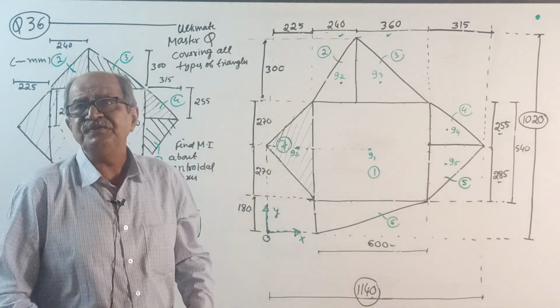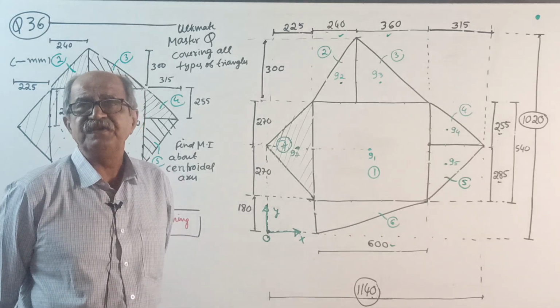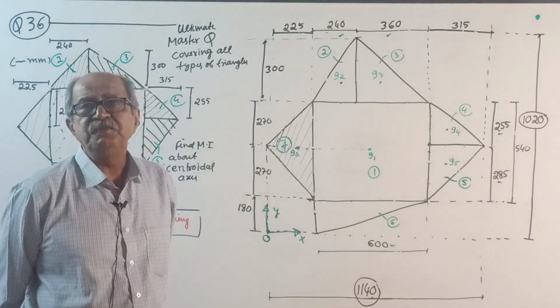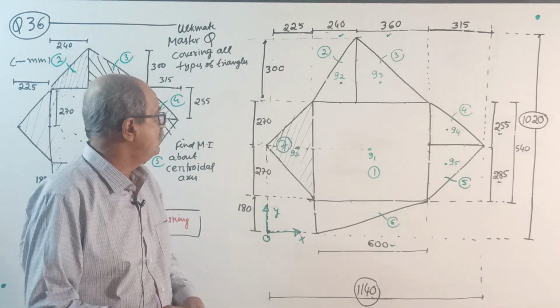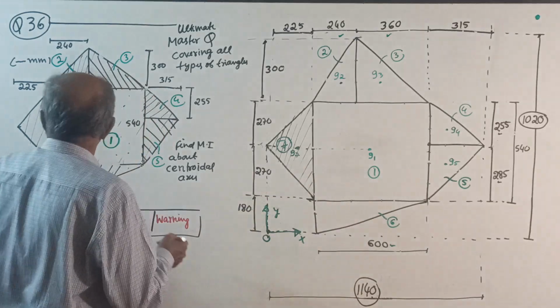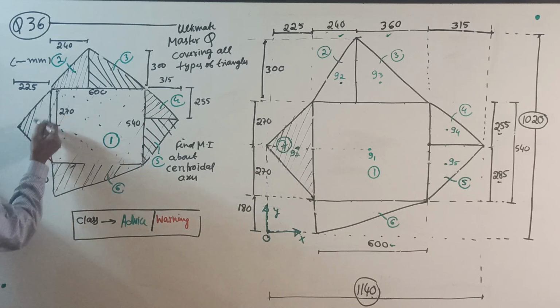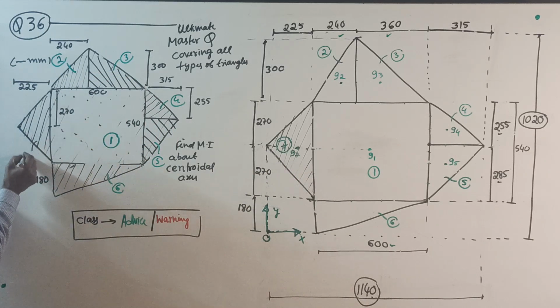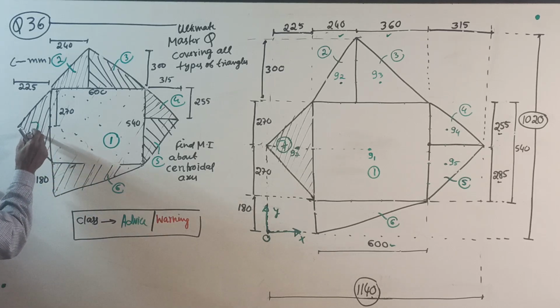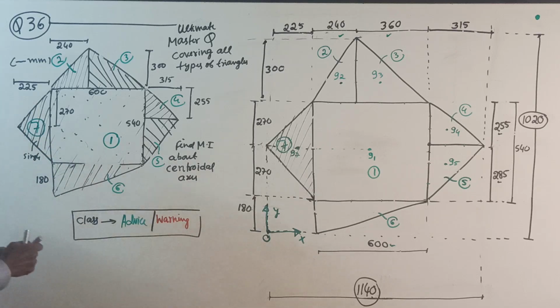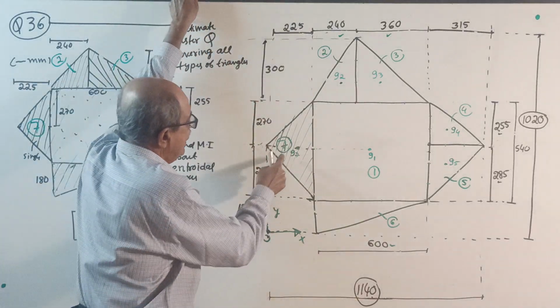One moment of inertia is BH cube by 36 as usual, but the other is HB cube by 48. I told you. Therefore, we will maintain this as a single triangle. You will take a single triangle. The triangle number I will take is 7, common for both. Okay, single triangle. That's why I wrote here.